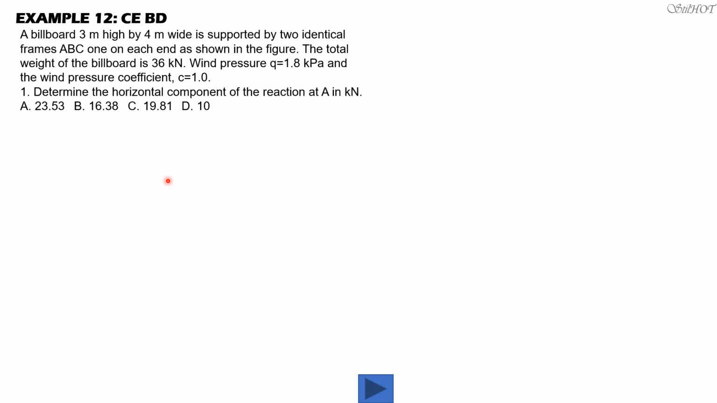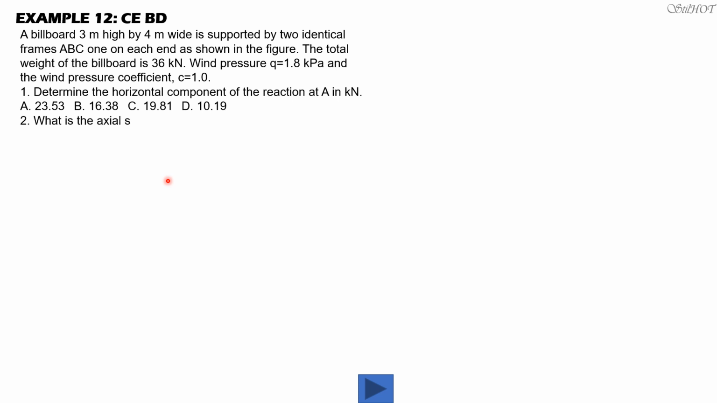So let's have the solution to example 12. A billboard 3 meters high by 4 meters wide is supported by two identical frames ABC, one on each end as shown in the figure. The total weight of the billboard is 36 kilonewtons. Wind pressure Q is 1.8 kilopascals and the wind pressure coefficient is 1.0. So determine the horizontal component of the reaction at A in kilonewtons.